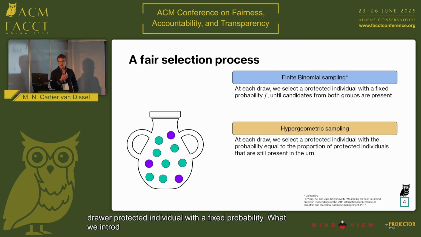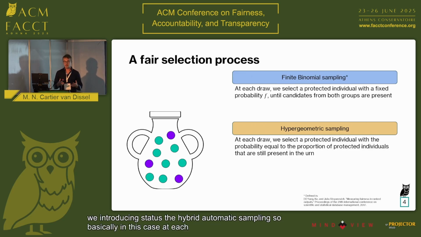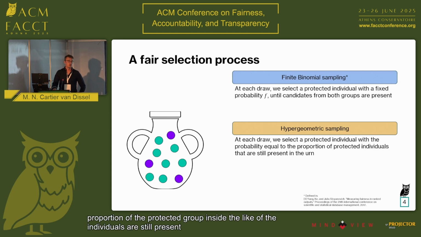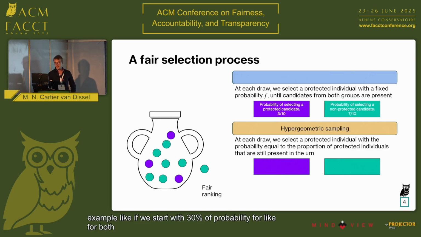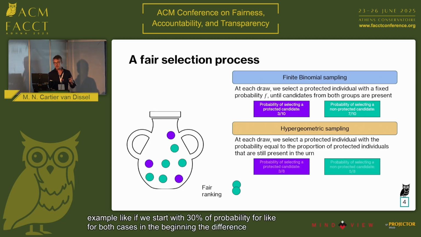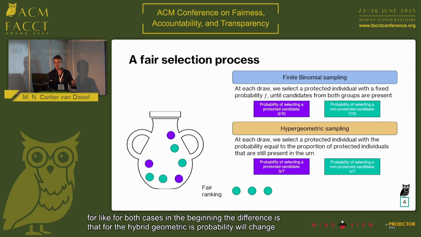What we introduce instead is the hypergeometric sampling. In this case, at each draw, we select a protected candidate with a probability equal to the proportion of the protected group among the individuals that are still present in the urn. For example, if we start with 30% probability in both cases, the difference is that for the hypergeometric, this probability will change depending on who has been selected throughout the process.